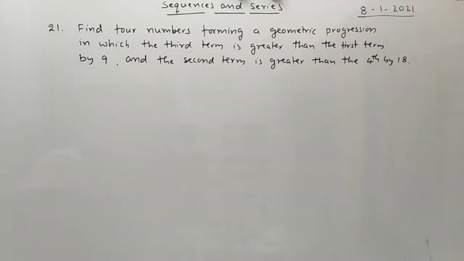Question number 21. Find 4 numbers forming a geometric progression in which the third term is greater than the first term by 9 and the second term is greater than the fourth by 18.